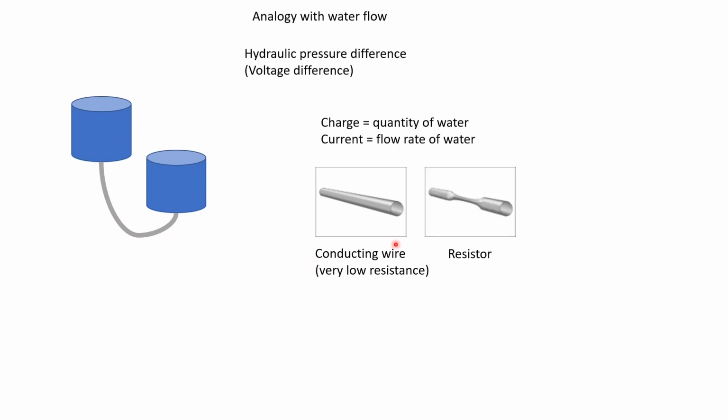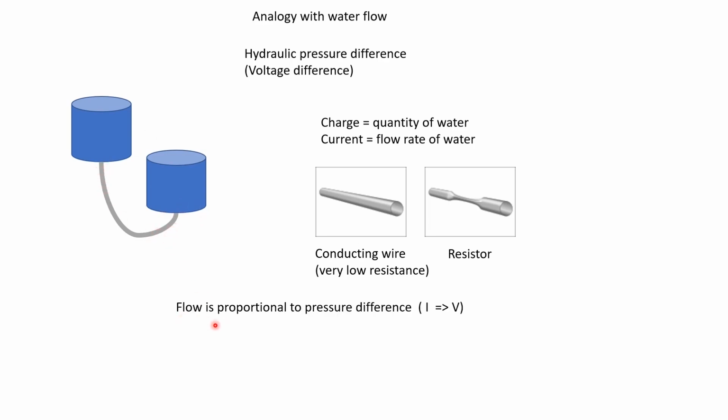But if the tube is narrow or it has some narrowing in the middle, then it will offer a lot of resistance to the flow of water. So it can be thought of as a resistor. So overall, we can say that the rate of flow of water will depend on two things. How much height difference there is. So what is the hydraulic pressure difference? If the difference is large, then the current will be more.